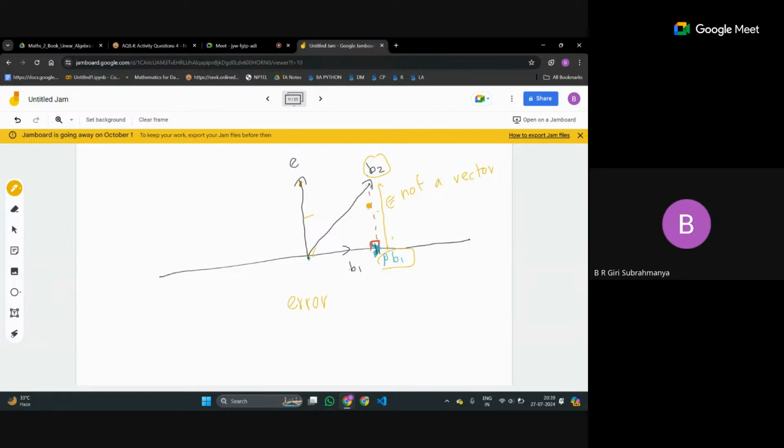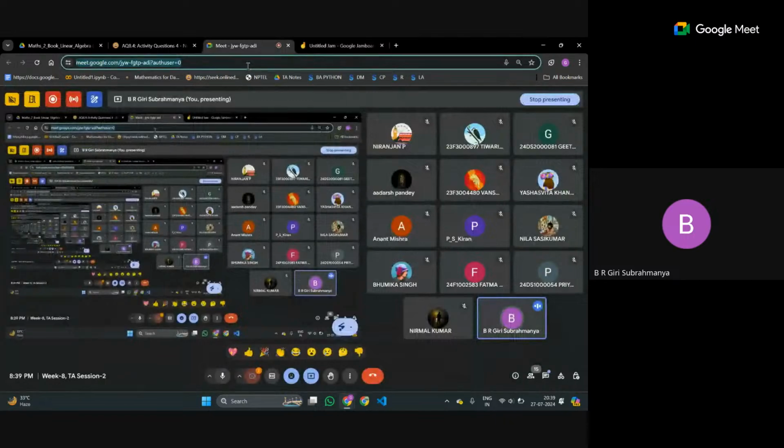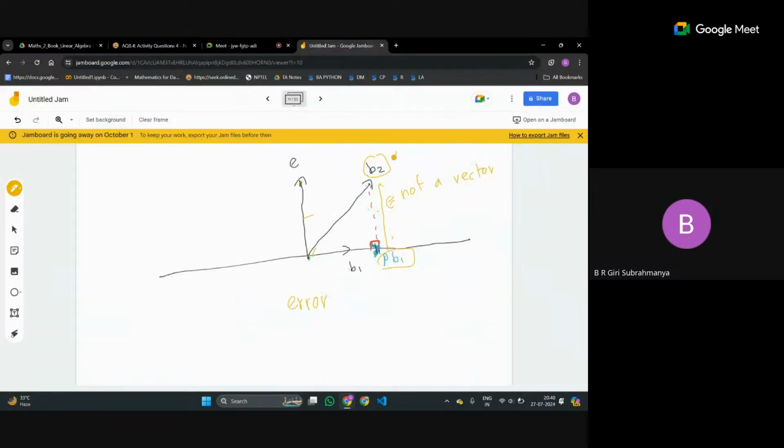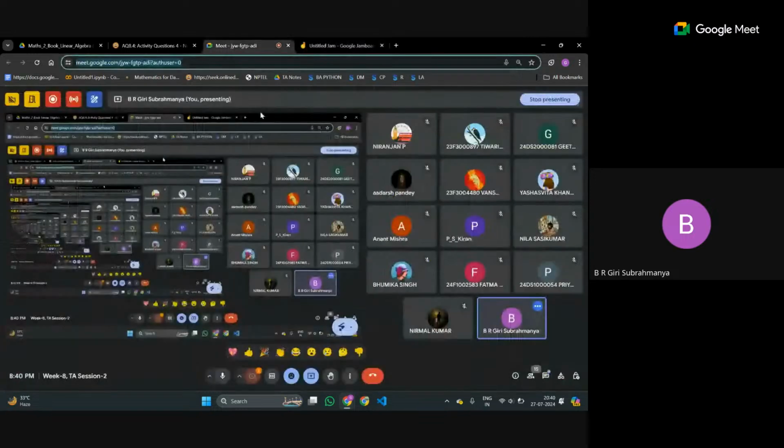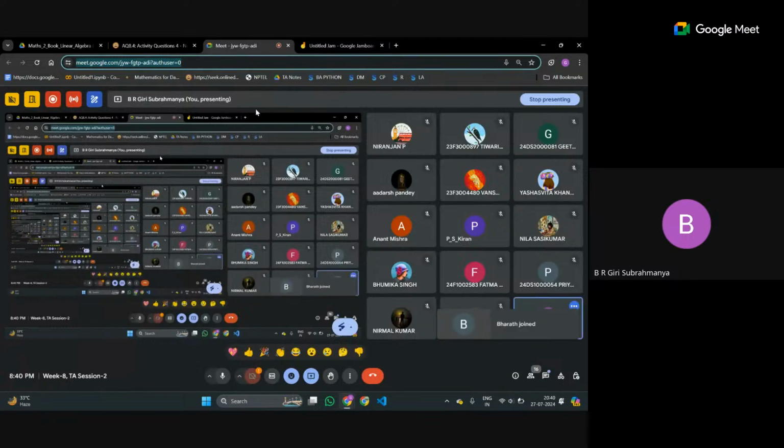By error, they mean the reason why these two are not the same. The reason why B2 and PB1 are not the same is because of this error. The error is the distance between those two vectors. Okay. Clear? Till now it's clear? Yes. Okay. For others?